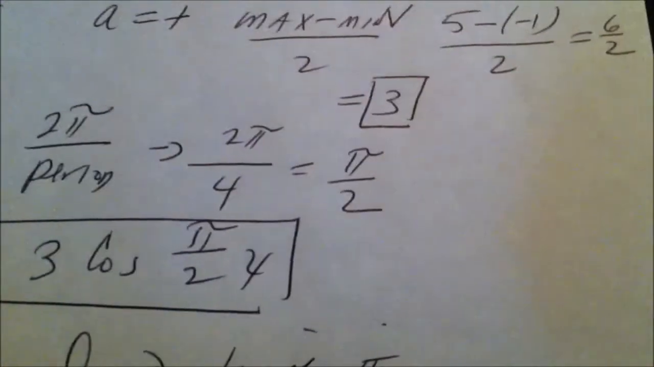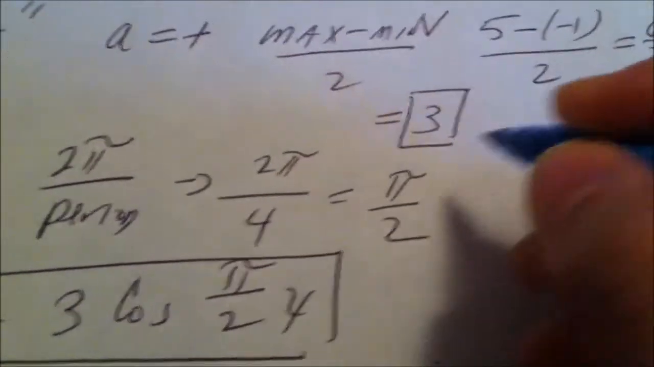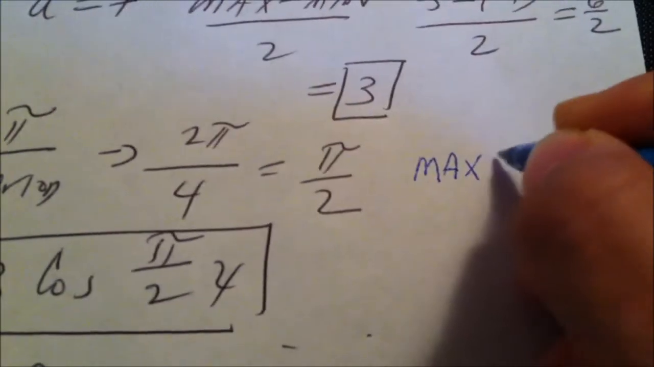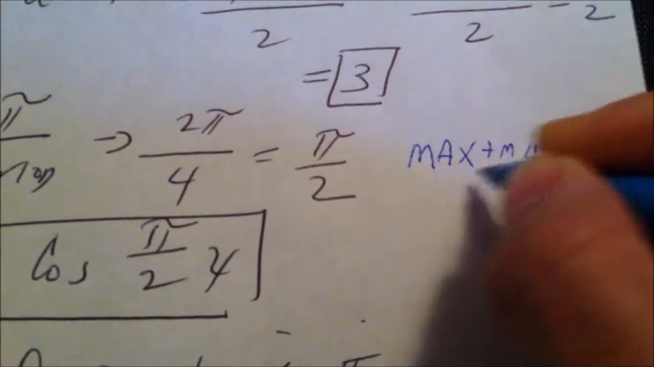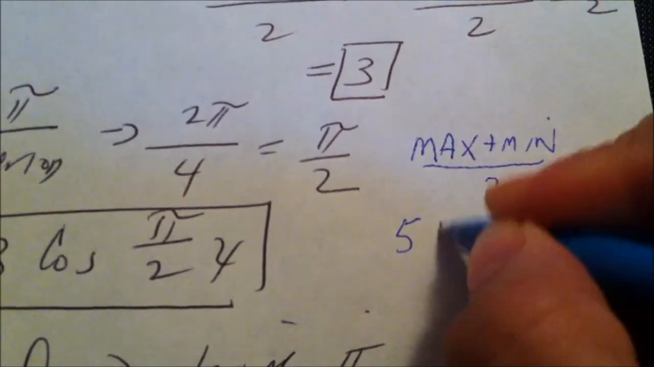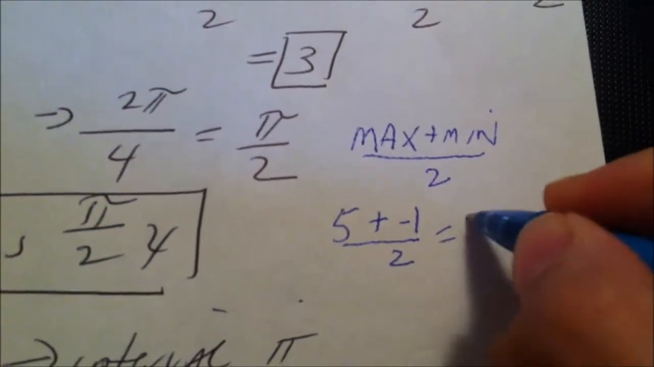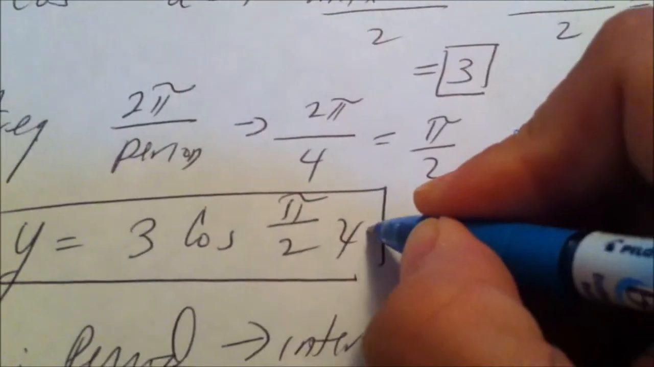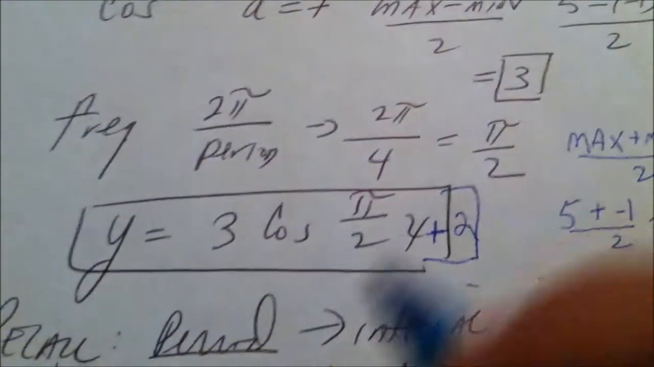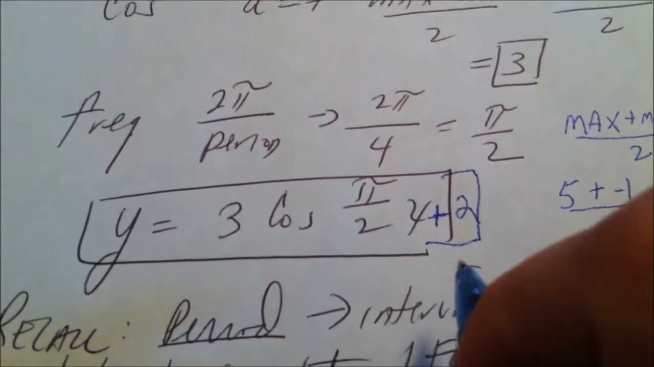There was no vertical shifting here, was there? Yes, there was. To get the vertical shift, which we did not do yet, the vertical shift is going to be max plus min, divided by 2. So it's 5 plus a negative 1, divided by 2, which is 4 over 2, or just 2. So the vertical shift, plus 2, had to go on the end here. This is my graph: y equals 3 cosine of pi over 2 x plus 2.